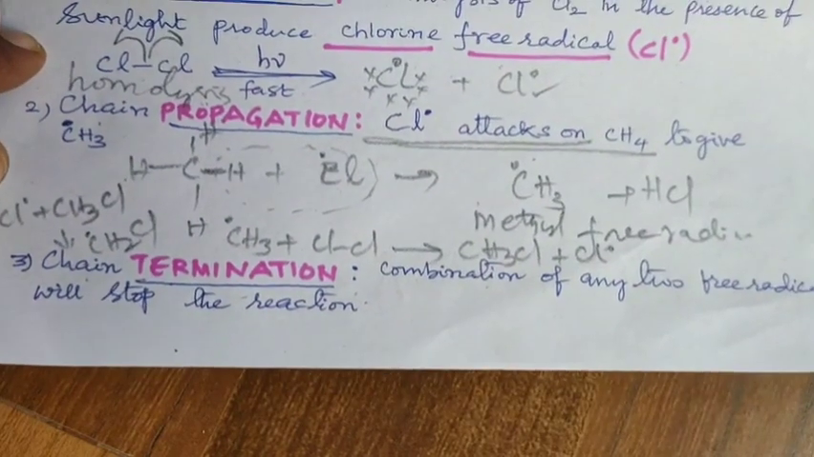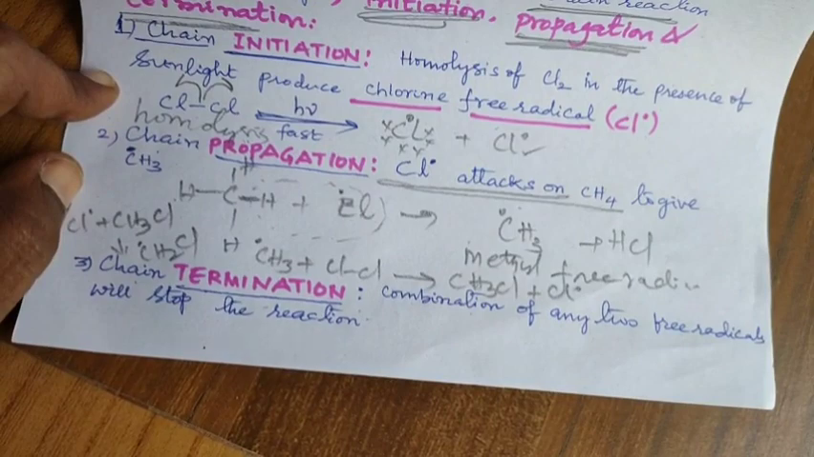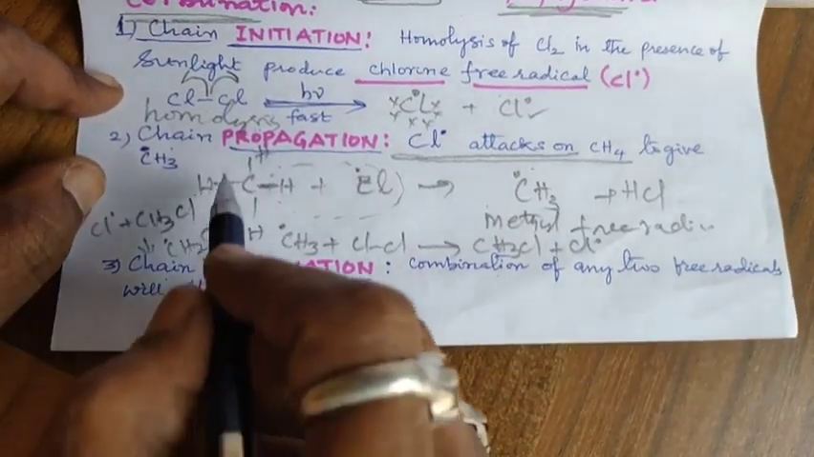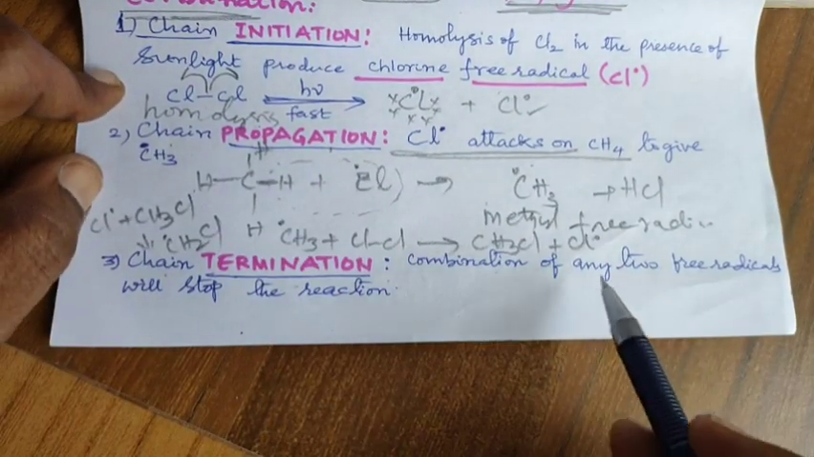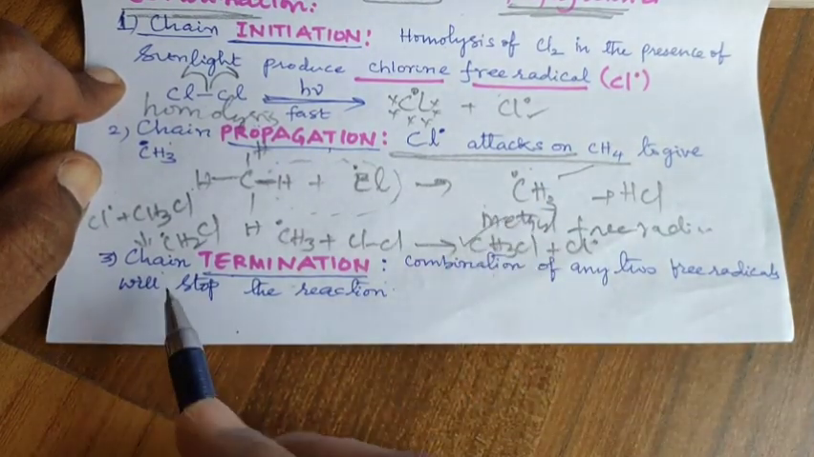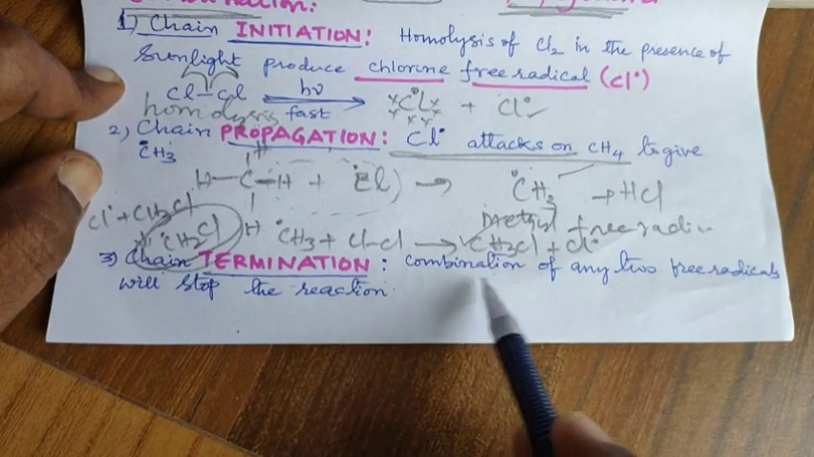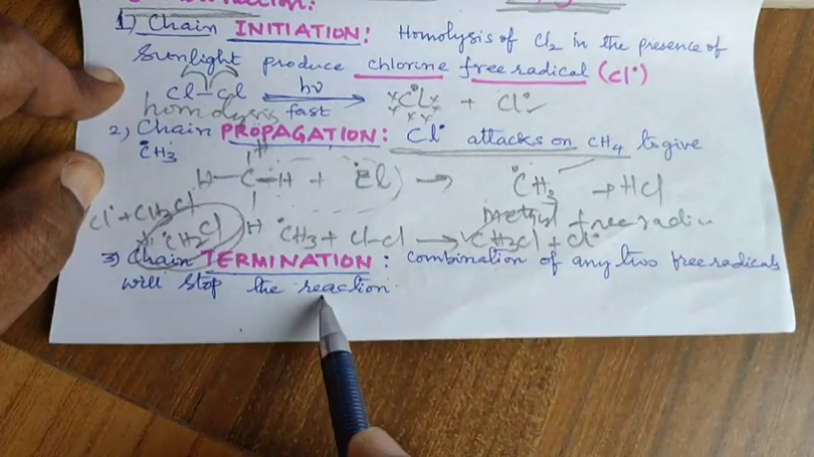Such reactions are known as chain propagation reactions. So in the chain propagation reaction, CH3 free radical is formed, CH3Cl is formed, and CH2Cl free radical is also formed. Then combination of any two free radicals will stop the reaction.